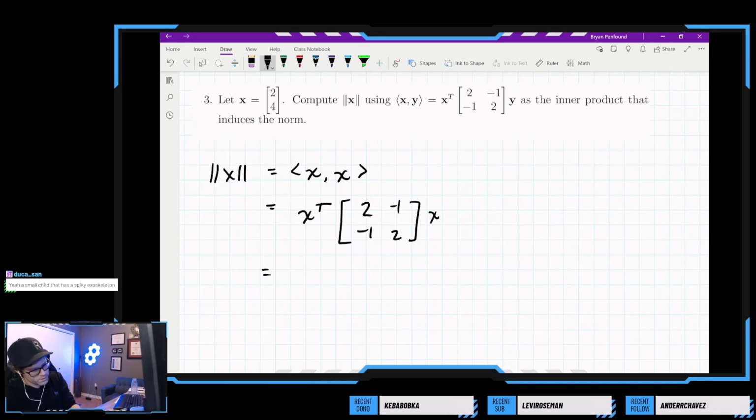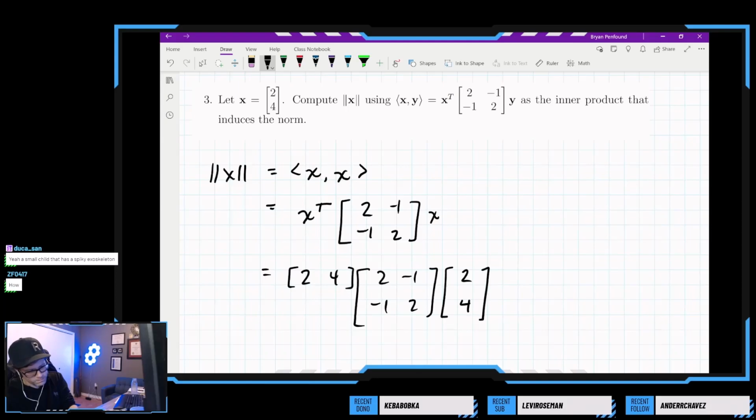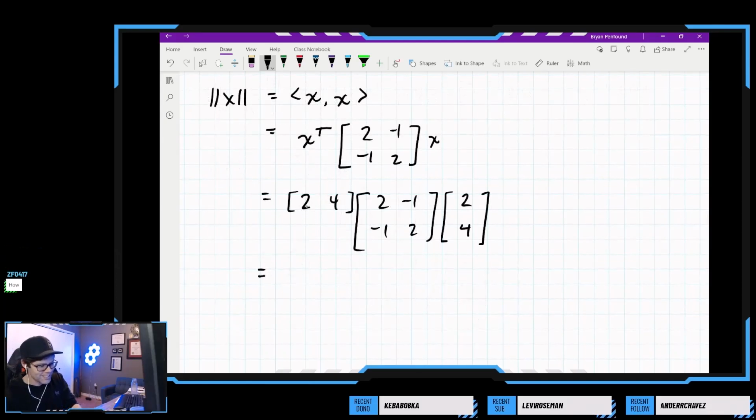So the transpose of x is [2, 4]. And then we need to multiply that by the matrix [2, -1; -1, 2]. And then we're going to multiply that by x itself, which is another [2, 4]. Okay, let's do our first multiplication here. So 2 times... what are we going to get here, by the way?